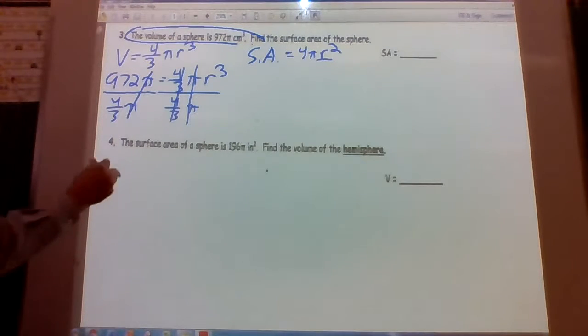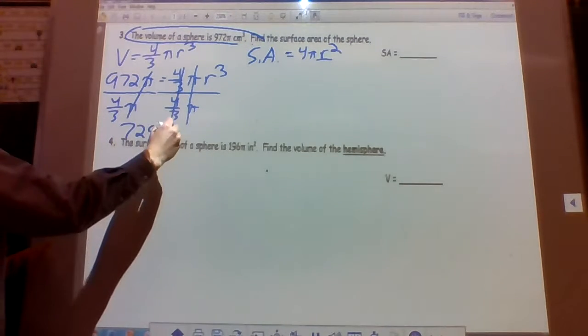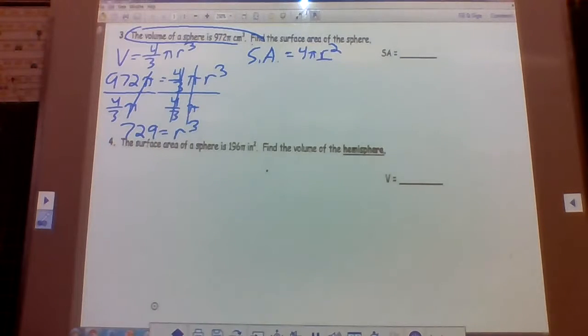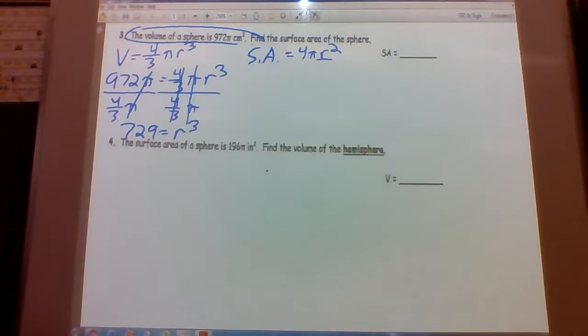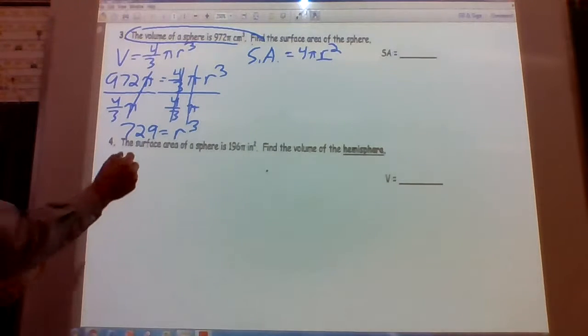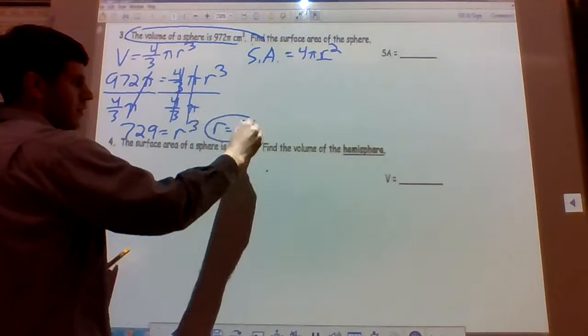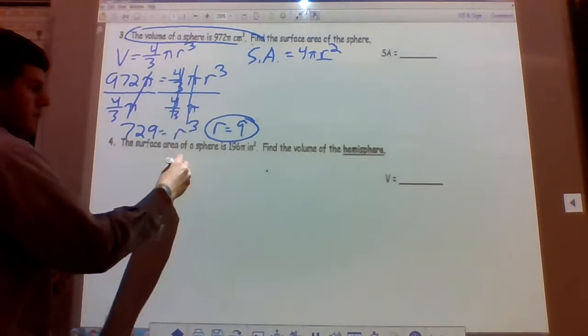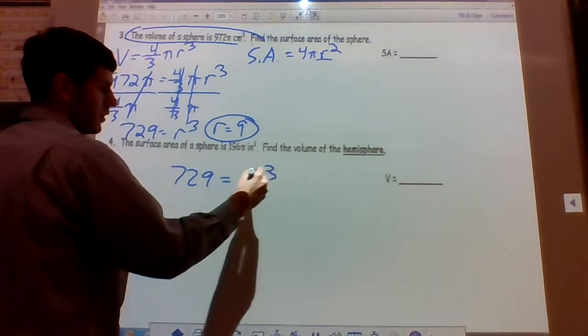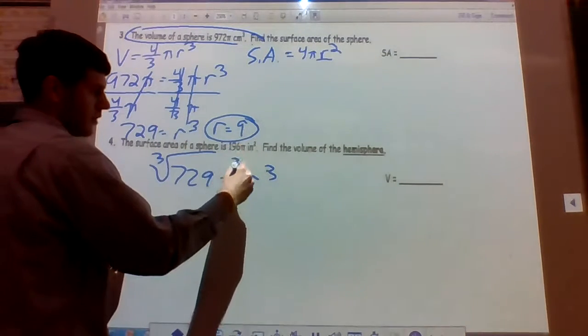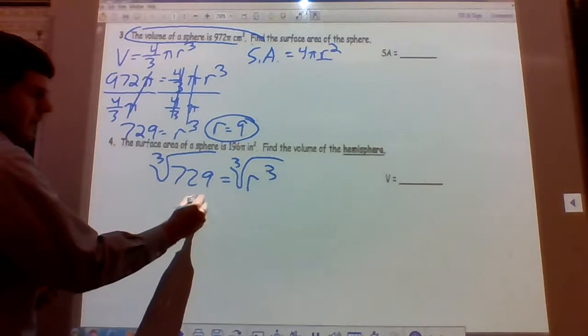That's going to give us 729 equals r cubed. That looks like 9, right? The cube root of 729 is 9. So r is going to equal 9. We're taking the cube root of both sides, and that's going to be 9.